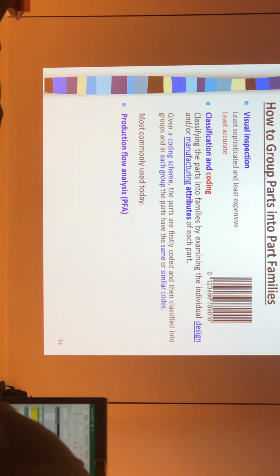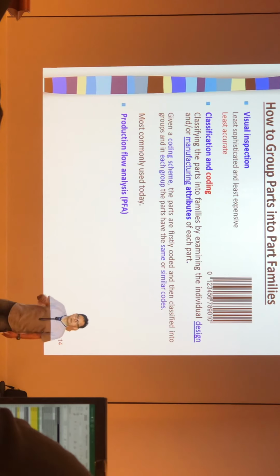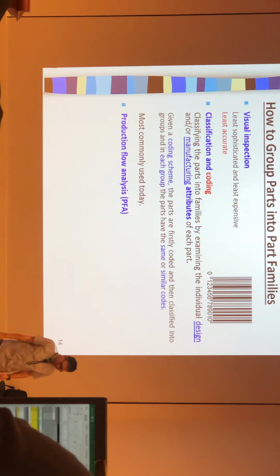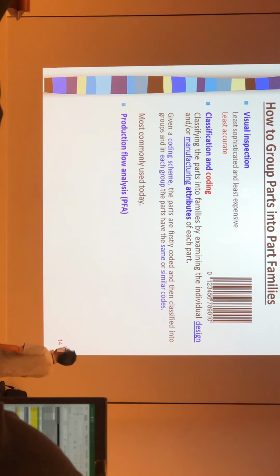So the key is how to define the attributes. Again, it depends on what your application is, and that is the key. Once you have the coding system, the rest is quite straightforward. In our current applications, a coding system is very widely used. Most of the information used for a part, for a component, comes from the design information, design attributes. And the second major method is production flow analysis.